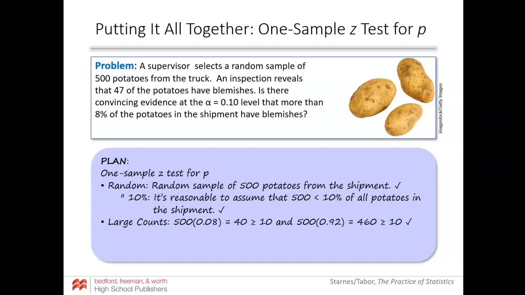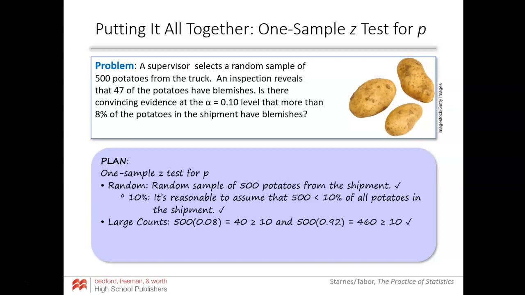And random condition, it's stated clearly that this is a random sample of 500 potatoes. The 10% condition, and this is a good way to state it, because I don't really know anything about potato shipments, but I think it's reasonable to assume that 500 is less than 10% of all the potatoes in the shipment. So basically, do you think they're getting at least 5,000 potatoes in a truckload? I think that's a reasonable statement. And like I said, we're kind of cheating on this. We're just assuming it always is met. So just check that one. But you still have to state something.